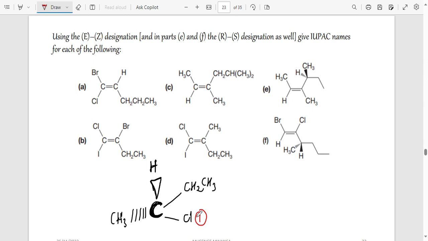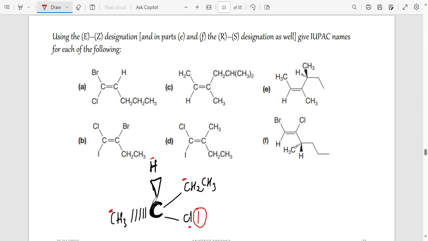Now RS configuration is different from EZ configuration. When you're determining RS configuration, you don't look at the molar mass of the entire group. No. You look at the molar mass of the atom directly bonded to the chiral carbon. So you are comparing the atoms bonded directly to that carbon: a carbon, a hydrogen, and a chlorine. Which has a higher molar mass? Chlorine has the highest molar mass, so this will receive position number 1.